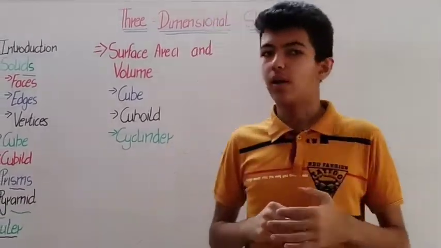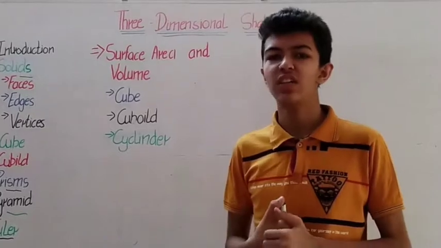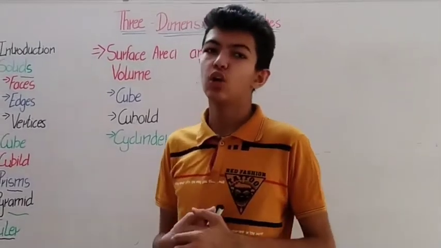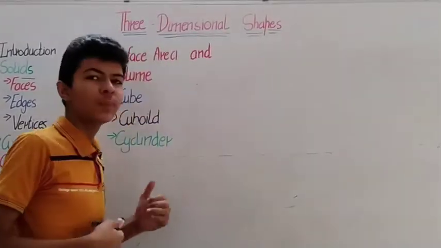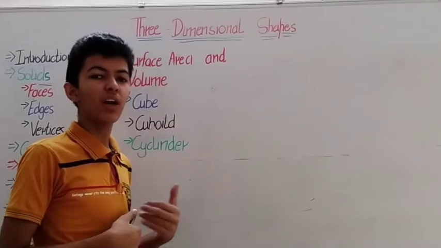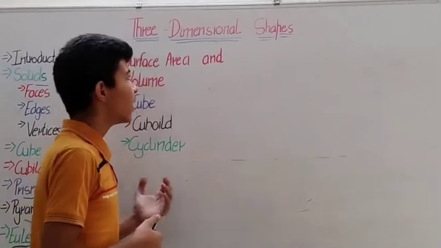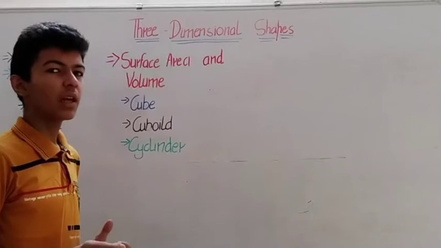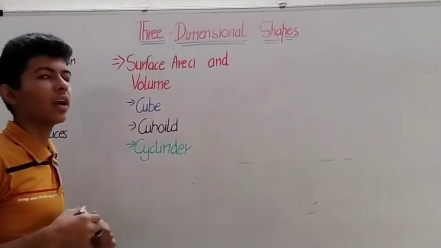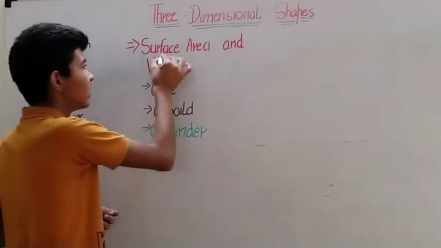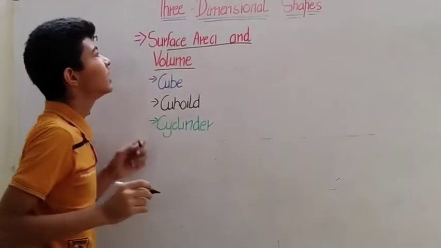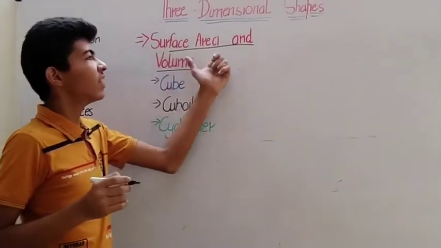So we have talked about what solids are: the solids which have mass and occupy space. But the mass depends upon what kind of material it is made up of, so that can vary. There are two fixed quantities for solid shapes, that is the surface area and the volume.